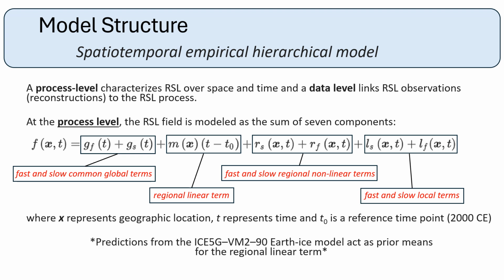I also want to note that for the regional linear term, we do use a prior mean with predictions from the ICE5G Earth ice model. So those are incorporated. We have some prior information telling us about GIA for individual sites that goes into that regional linear term. Again, here because we're just talking about the Common Era, or the last 2,000 years. So this is the process level.